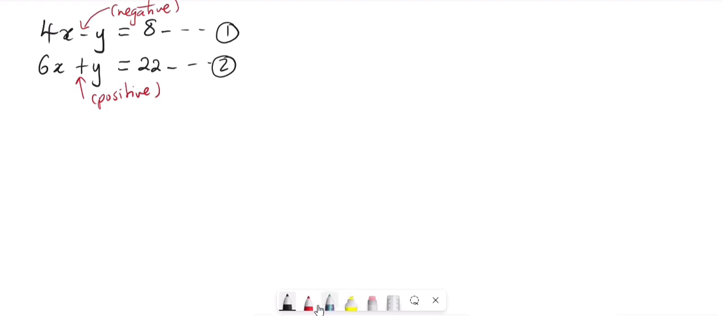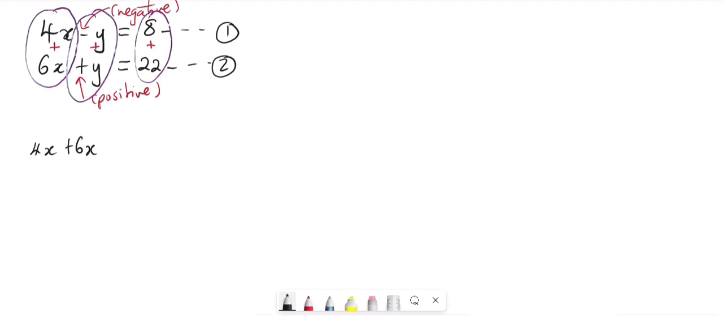Now I want you to take note of this. If you decide you are going to be adding, make sure you put a plus sign across. This is going to help us to see that we are adding these terms, and also we are adding this 8 and that 22 as well. Alright, so let's start with the x's. It means we have 4x plus 6x. Now when you add minus y plus y, you automatically get a 0. So in that way we have eliminated y.